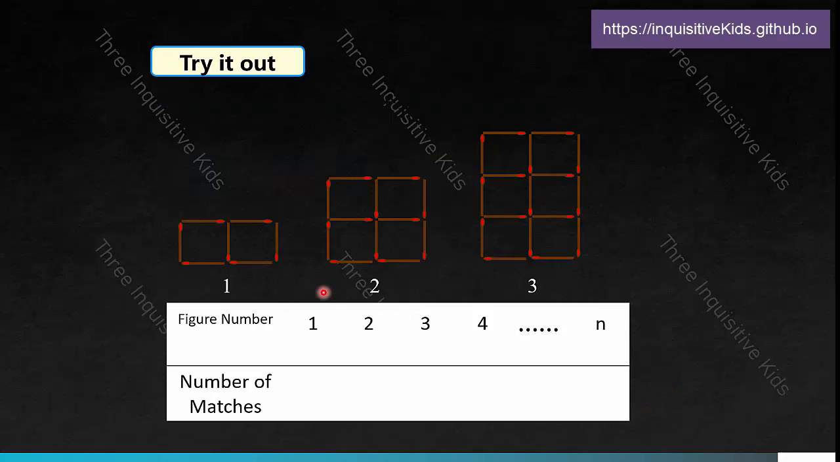Now let's try something out. As you can see, there's different figures over here. This is the first figure, second one, and third one. And it's asking, well, how many matchsticks are needed to create the first figure? This is the figure number, so there's the first, second, third, fourth, and so on. And that's the nth. This is asking for the second one, how many matchsticks are used to make this one? And the same goes for so on.